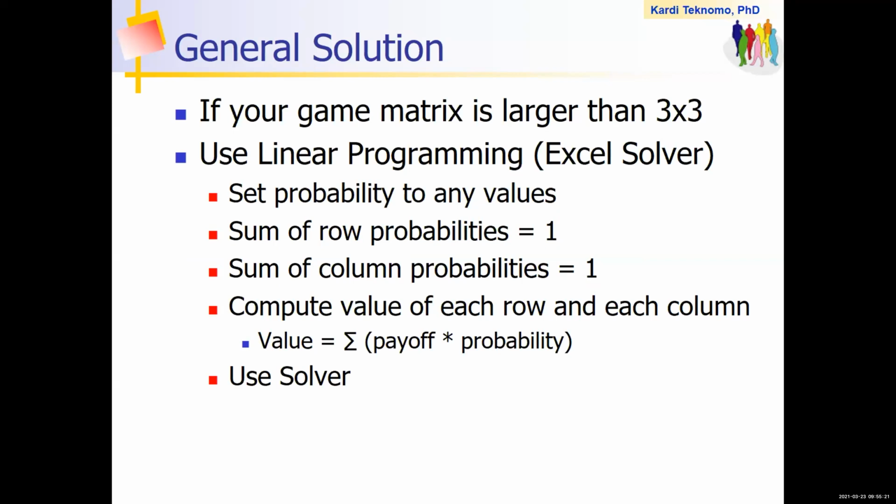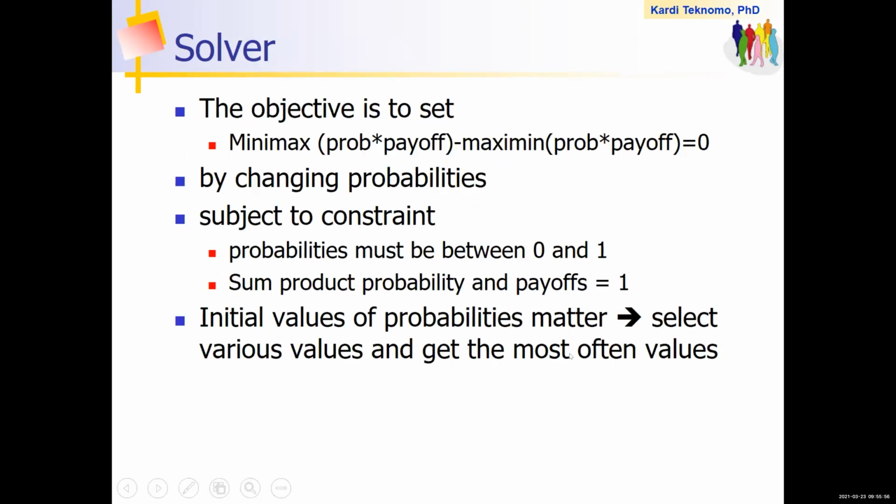So now, what if your game matrix is larger than 3 by 3? Then one technique is to use linear programming. Of course you can use Excel Solver in this case. So you set the probability to any value first, okay? And you know the sum of probabilities in a row is 1, the sum of probabilities in the column is also 1. And then you calculate the value in each row and in each column. Value is just the payoff multiplied by the probability. And then you can use Solver.